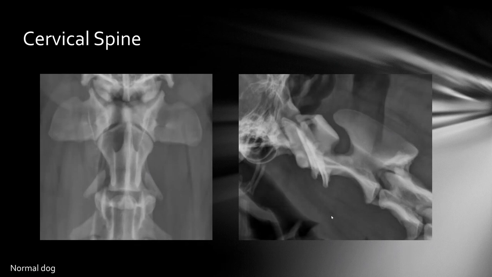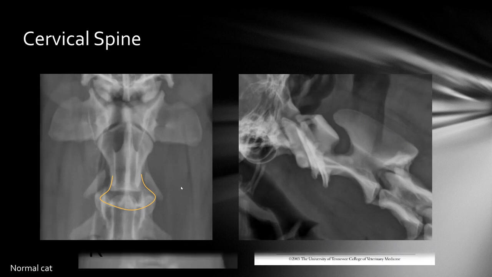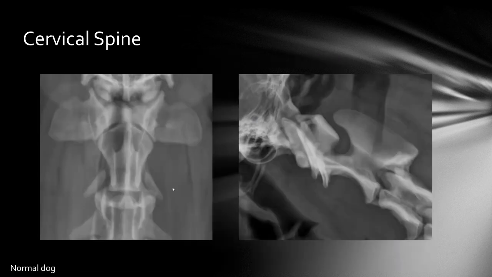One thing I wanted to point out: this is again the VD view I showed you on the first image. This is the dens normal structure. I wanted to point out this region of increased opacity, which is, apologies, normal.